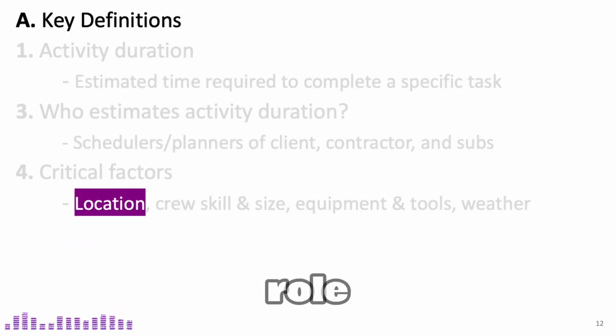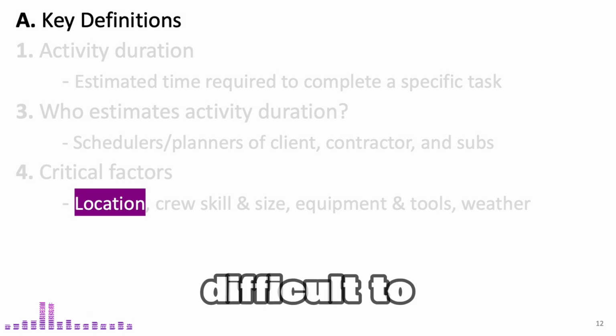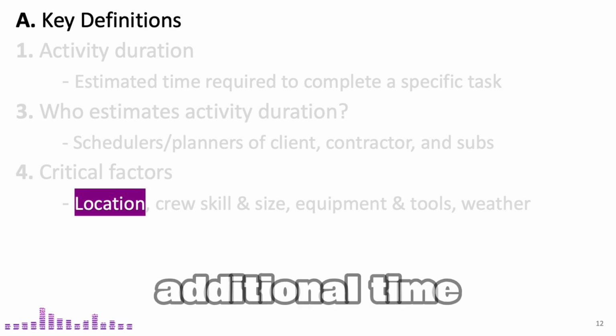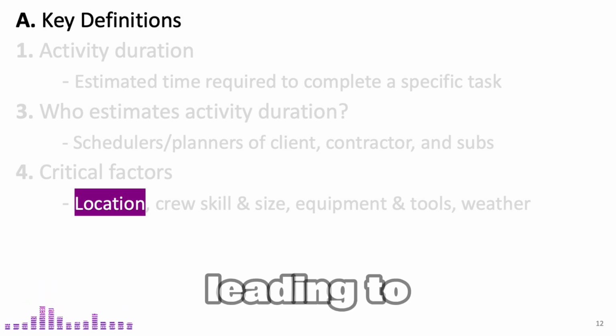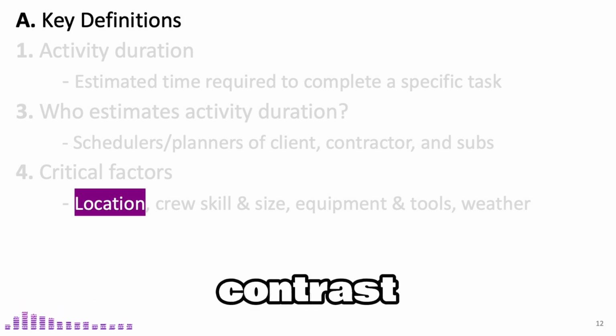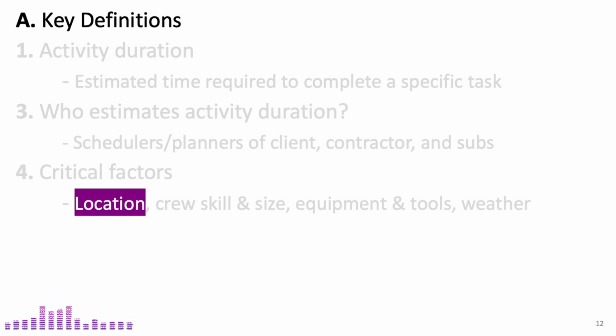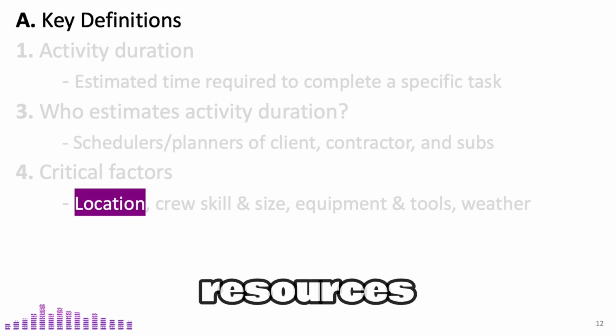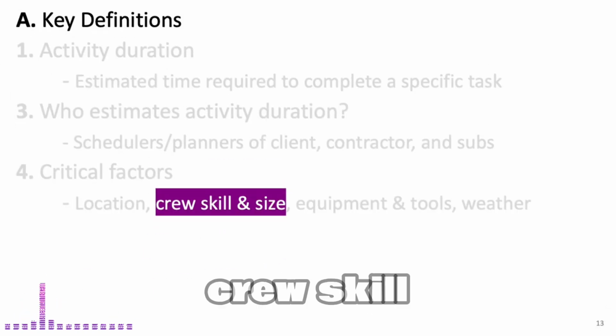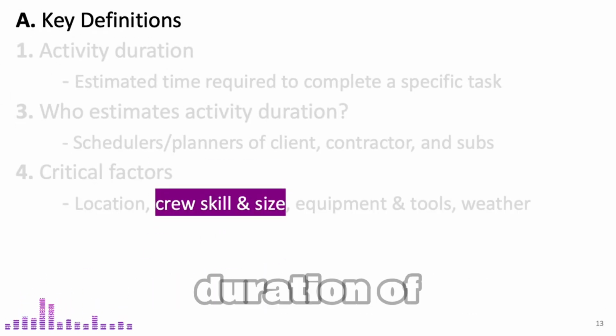When estimating activity duration, several critical factors must be considered to ensure accuracy. Location plays a crucial role. Constructing a building in a remote, difficult-to-access area may require additional time for transporting materials and equipment, leading to delays. In contrast, a project located in an urban area with easy access to suppliers and resources may be completed more quickly.